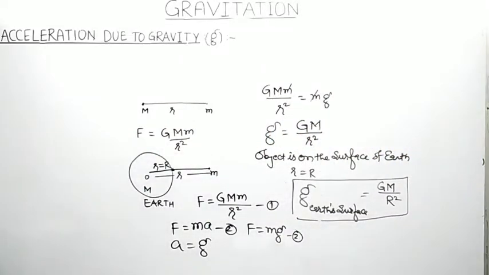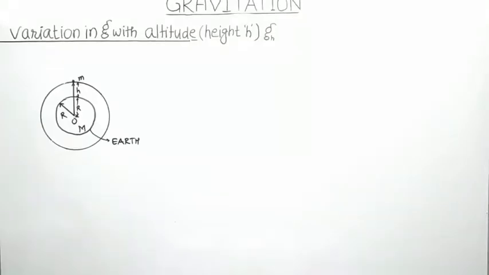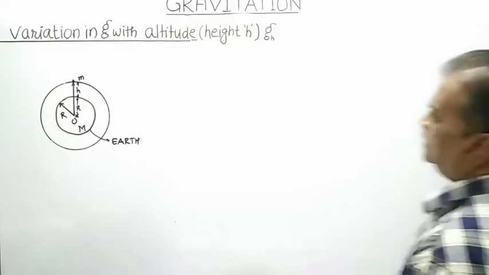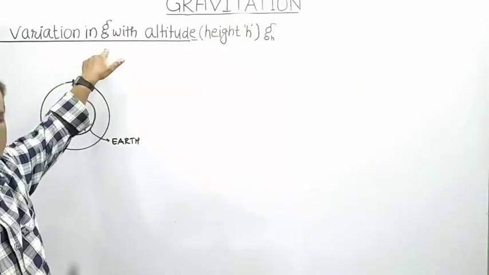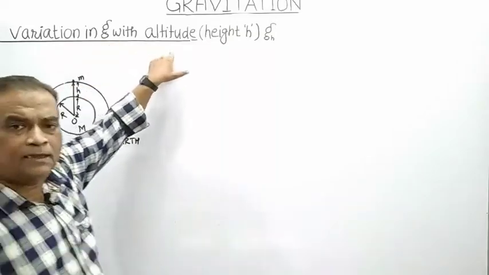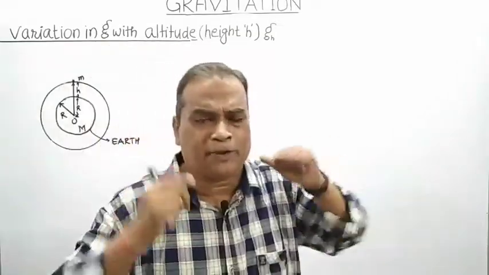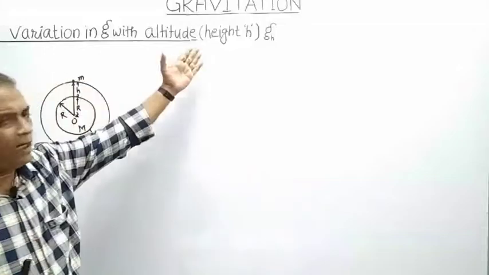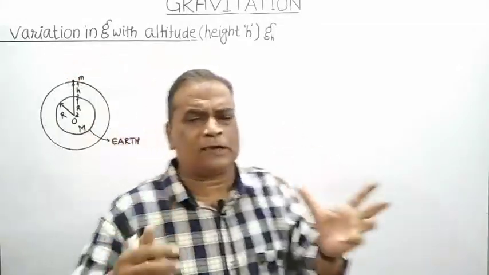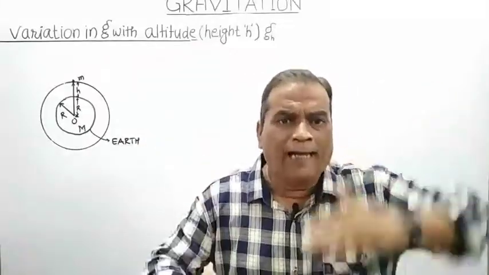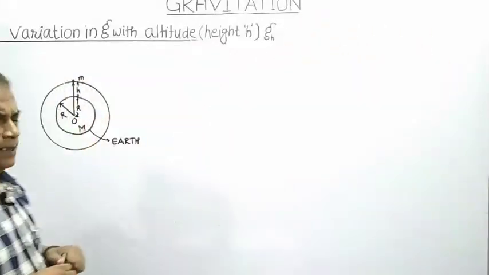Now we will see how to find out acceleration due to gravity at a height h above the surface of earth. We will see how this acceleration due to gravity g varies with a variation in the altitude of an object. Altitude is nothing but the height of the object from the surface of the earth. Means we want to see what is the effect of the height of the object from the surface of the earth.